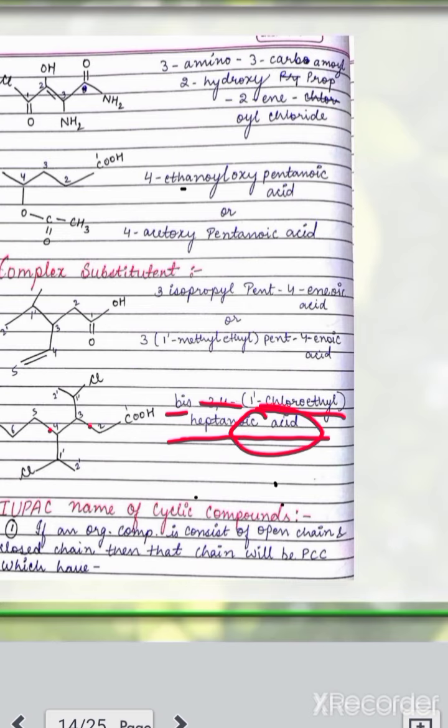I hope this much is clear. This is all for today. In the next class we will discuss the IUPAC names of cyclic compounds, aromatic, bicyclo and spiro, and this will end our chapter on nomenclature.